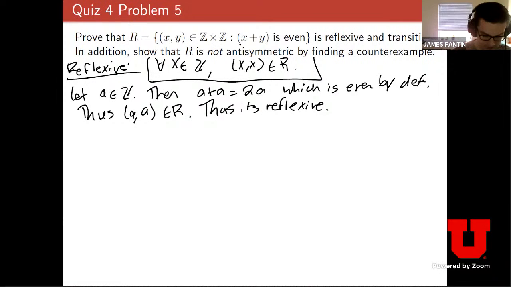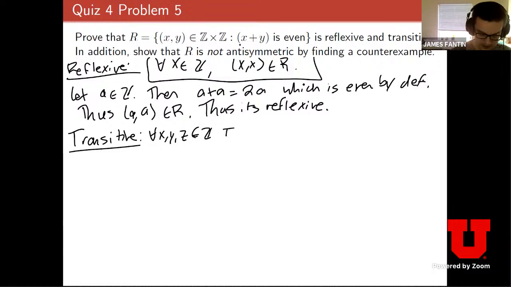So then for transitive, what do we have to show? Well, we have to show for all x, y, z in the set of integers, if (A, B) and (B, C) are in R, we need to show that (A, C) is in R.